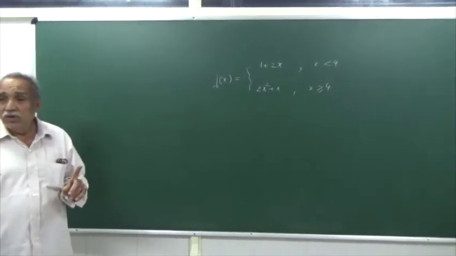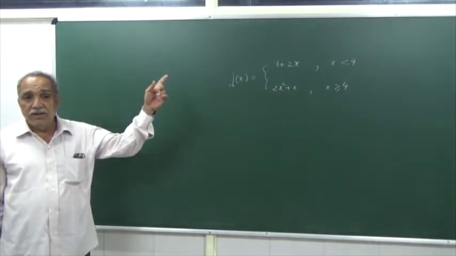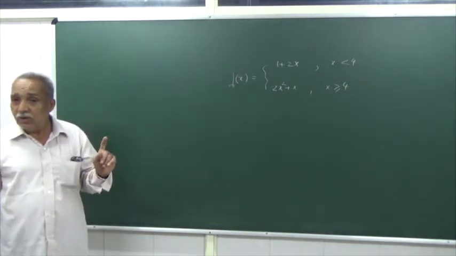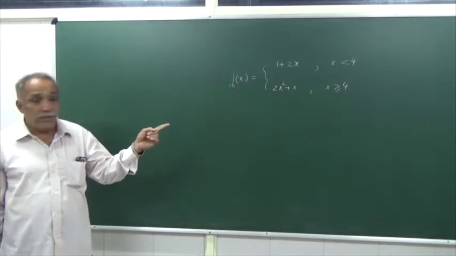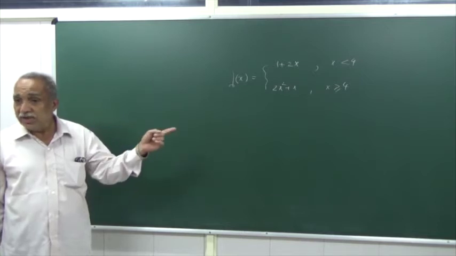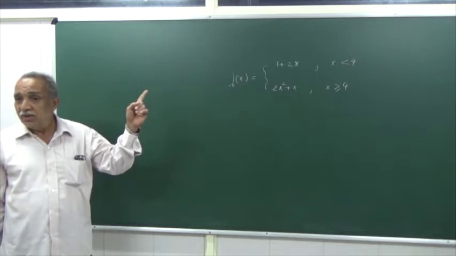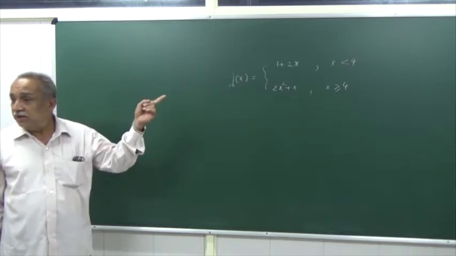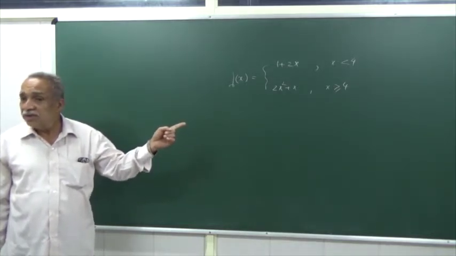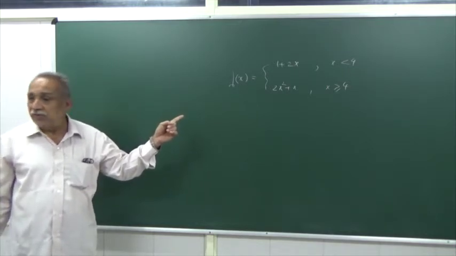What will be f of 0? 1. You have to apply the first line. Okay. What is f of 10? Now you will have to use the second line. 2 into 100 plus 10. Okay. What is f of 4? Second line. What is f of pi? First line. What is f of root 2? First line. Okay. Is the function defined for every x? Yes. So what is the domain? Whole real number system from minus infinity to infinity.